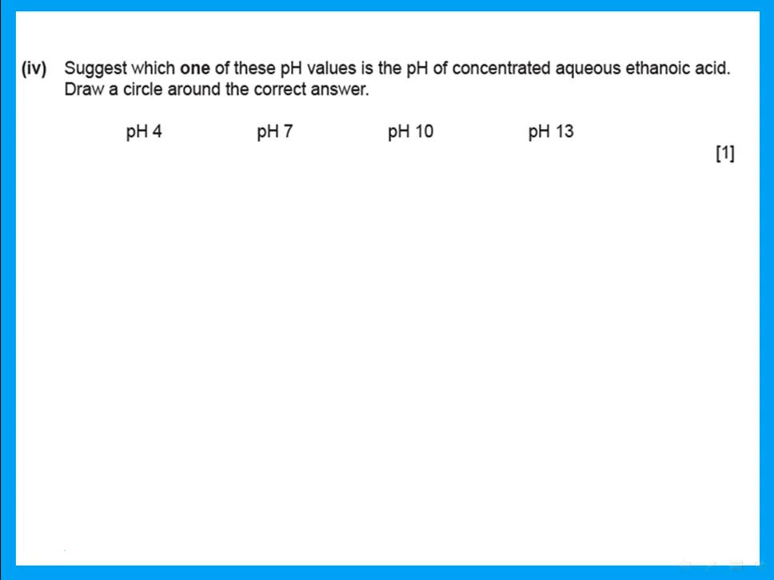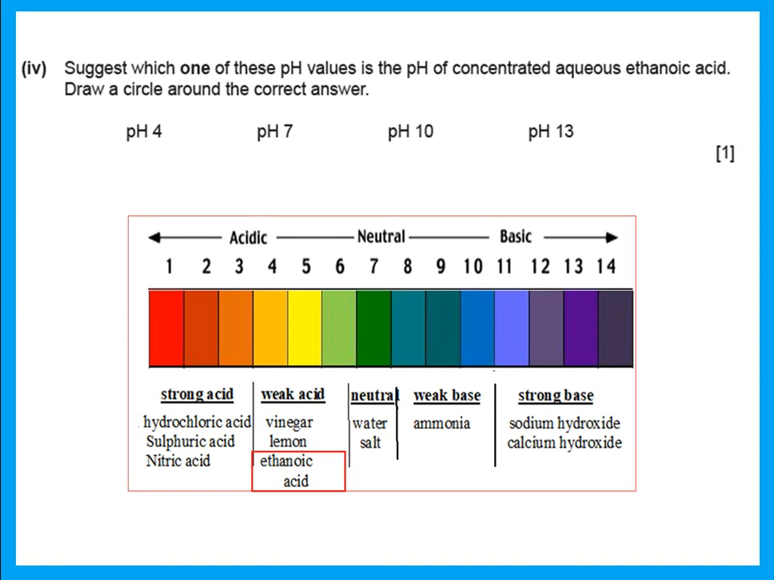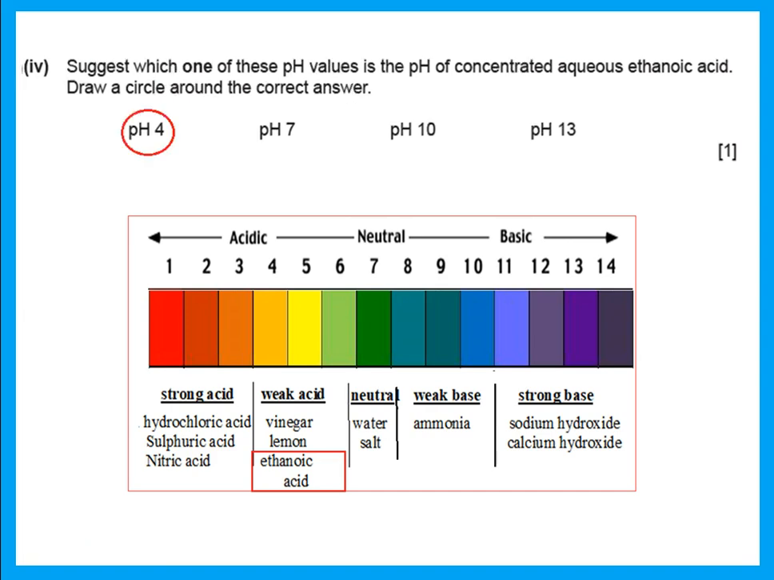Which one of these pH values is the pH of concentrated aqueous ethanoic acid? You should be familiar with pHs of some of the substances that we deal with. For example, strong acids like hydrochloric acid, sulfuric acid, nitric acid would have pH 1 or 2 or 3. Something like ethanoic acid or vinegar or lemon juice, all of these are weak acids, and weak acids would have pH 4 or 5 or 6.